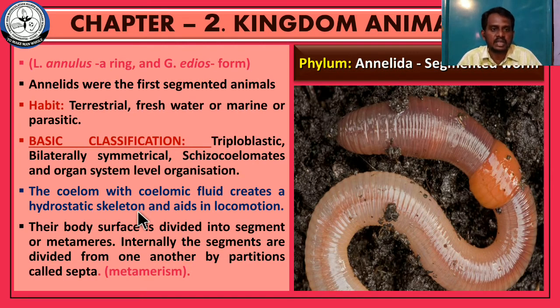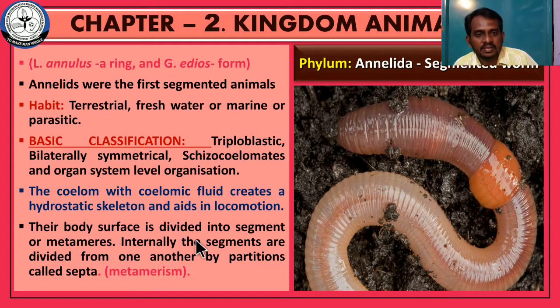What is a hydrostatic skeleton? Hydro means water. Static means to stand. Skeleton, the body filled with water, and this water gives a shape for this animal. The hydrostatic skeleton is what gives a particular shape. Here the water acts as a skeletal system. That is the reason this structure is called a hydrostatic skeleton. This helps in locomotion and also helps to give a specific shape for this animal.